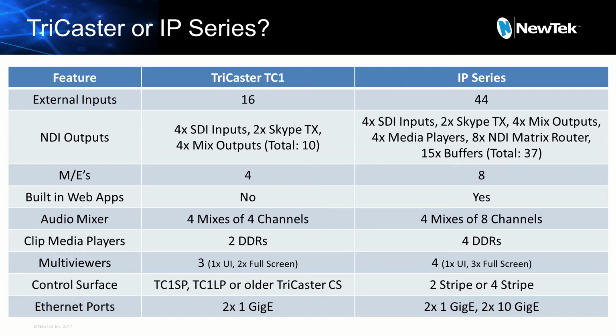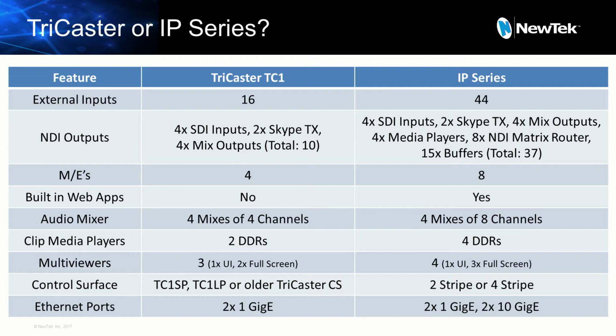When it comes to clip players, you get 2 clip players like TriCasters have always had, but you get 4 clip players in an IP series system. And I'll just point out that it wasn't too long ago that one of the most requested features to be added to TriCaster was more DDRs, and IP series gives you more DDRs.